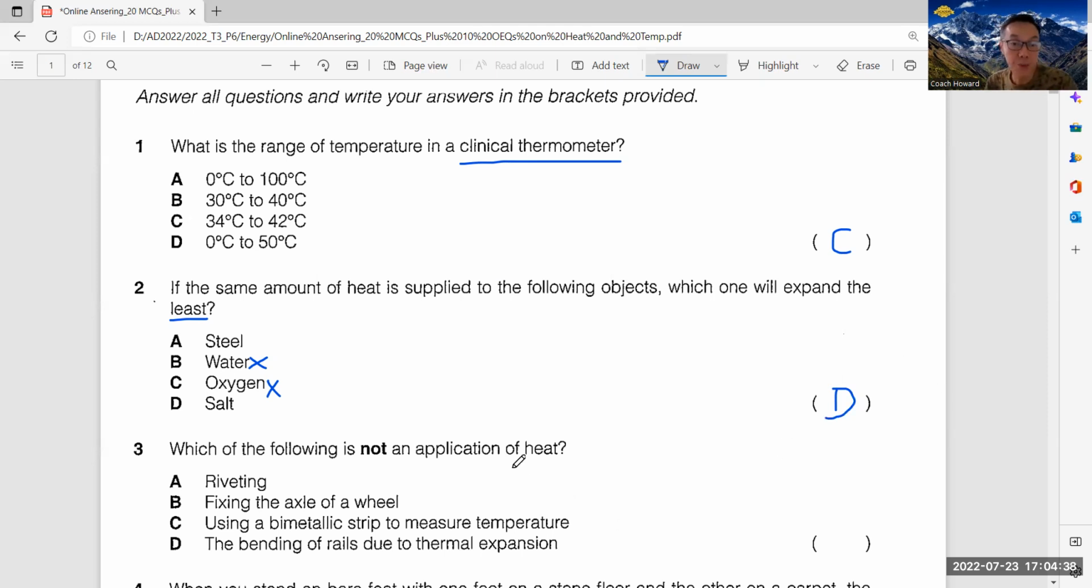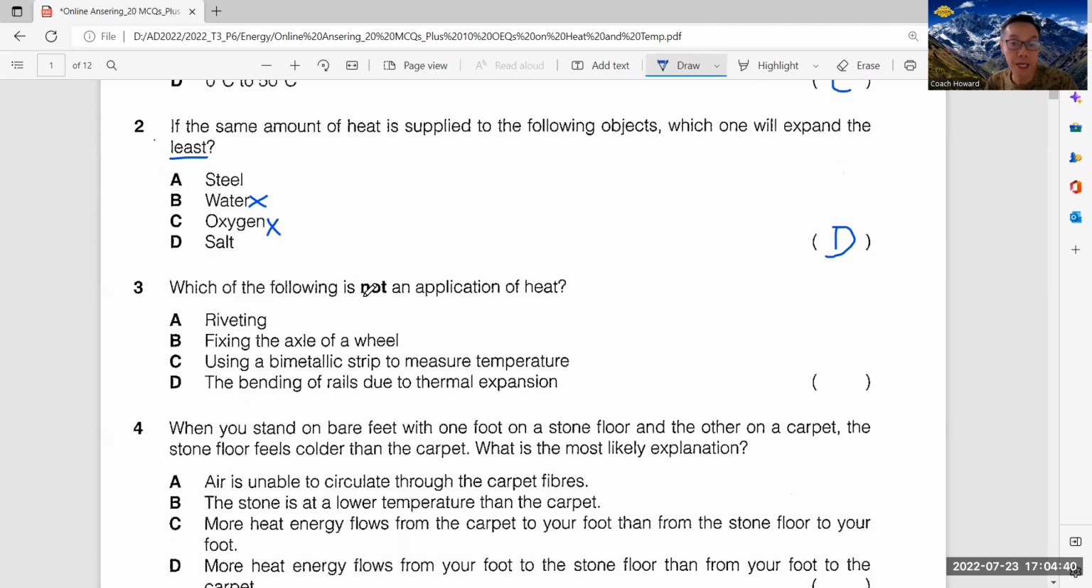Okay, this question, they say, which of the following is not an application of heat? Means we do not use heat to cause this to be useful. Application means like it's useful for us. So actually the answer is D. Because you see the railway track, right, is subjected under the hot sun, they will expand. So the bending of rails due to thermal expansion is not an application, but it's an observation. Okay, but the rest, A, B, C, they are useful.